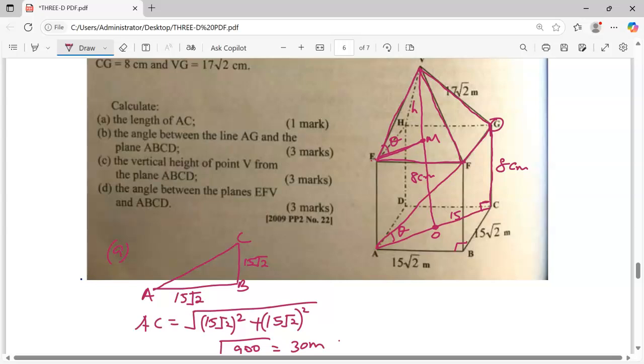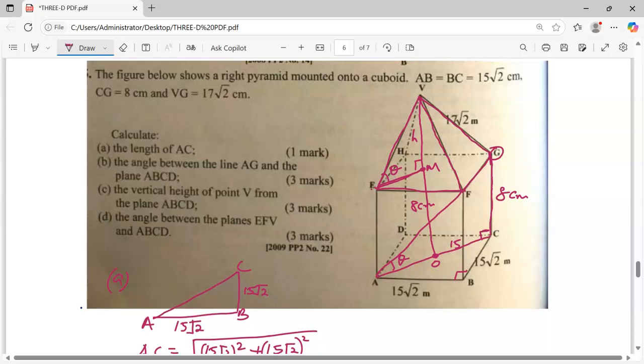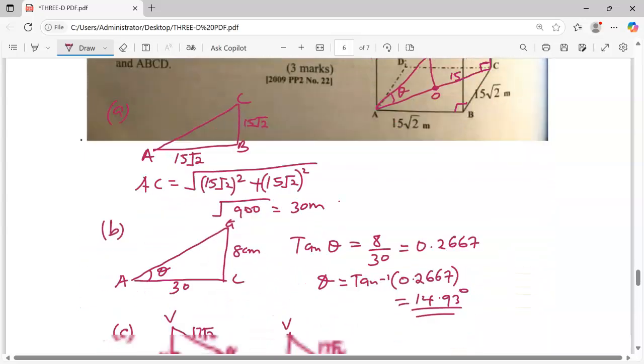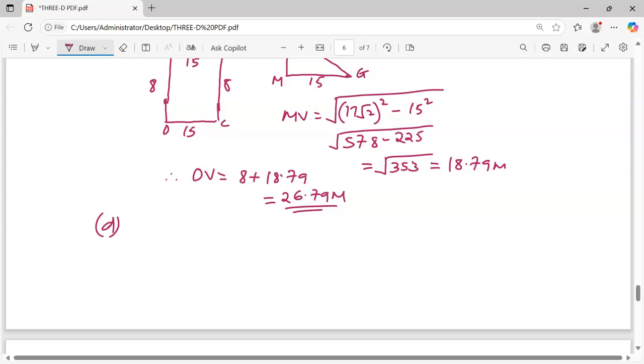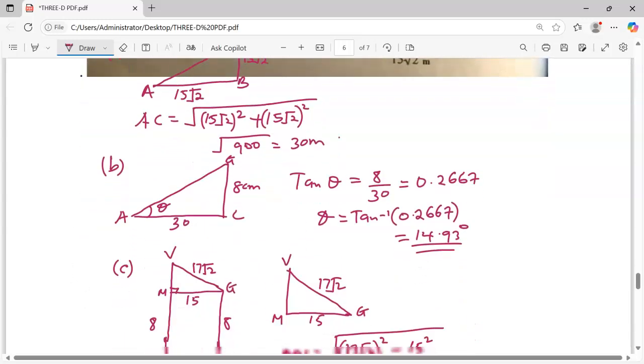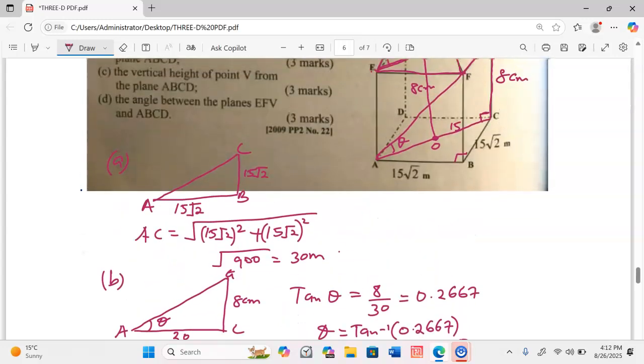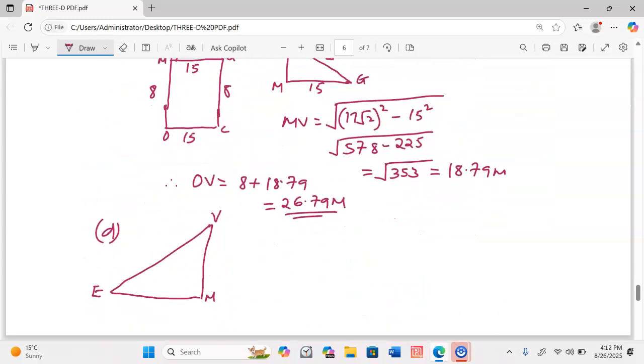Therefore, for us to get that angle theta, we must get this triangle. The triangle is EMV. That is our triangle. Remember, V is at this point here. We have M at this particular corner here. We also have E at this point. Once we have done that, we are good to go. The angle we need is this angle theta here.